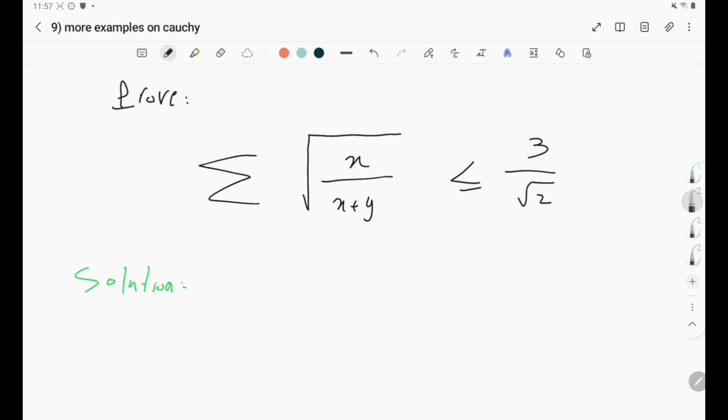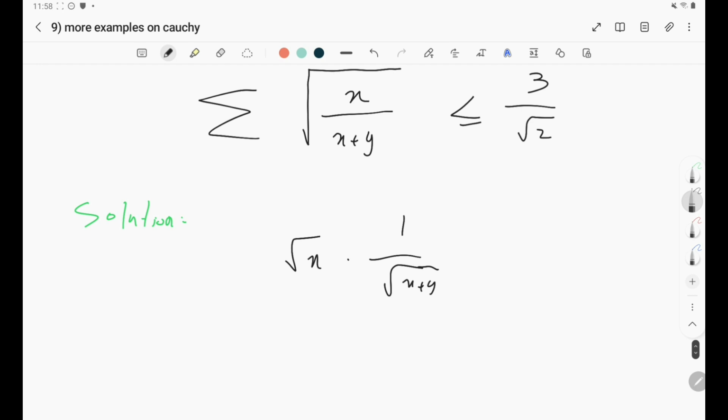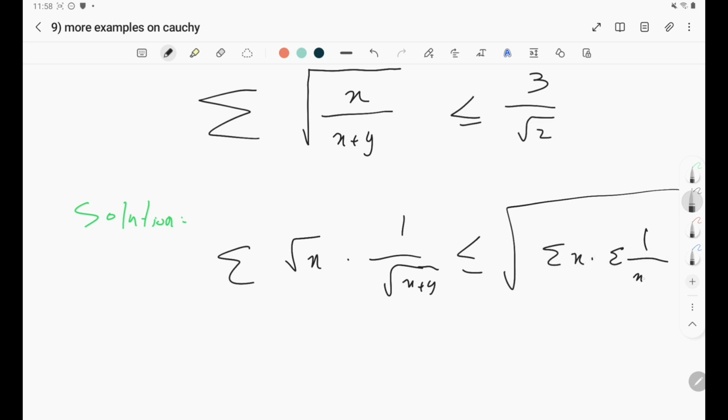Well, you can think of different ideas here, because this thing is already something like root x times 1 over root x plus y. So you can simply try to use Cauchy here and make this less than or equal to the big root of sigma x times sigma 1 over x plus y.